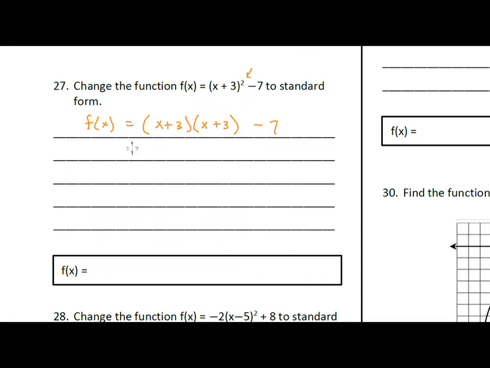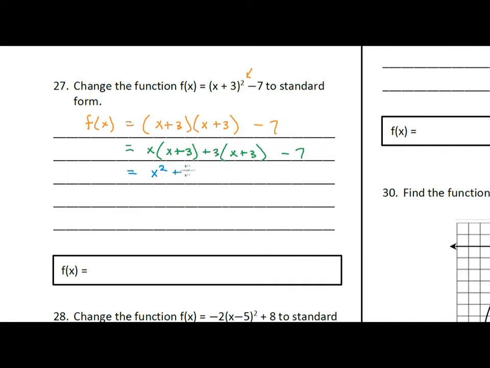Let's do our binomial multiplication. Take the first term of the first binomial, multiply it times the second binomial. Take the second term of the first binomial, multiply by the second binomial, and don't forget to put the negative 7 on the end. I'm sorry, subtracting 7. Alright, let's do the next step. We're going to multiply monomial times binomial. X times x is x squared.